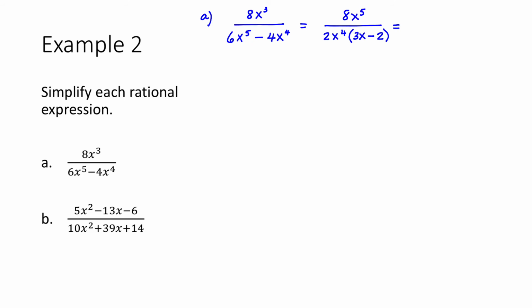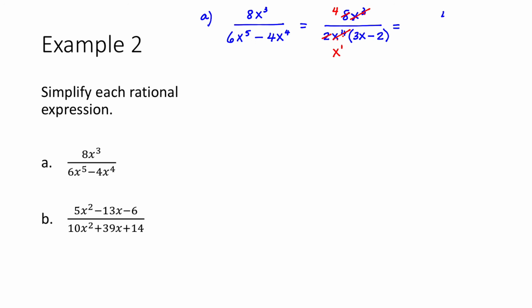And now let's look at what we can cancel out, what we can divide out. So 2 goes into 8 4 times. That should be 8x to the 3. Okay. And then I have x to the 3 and x to the 4. So I can divide, and I subtract the exponents. 4 minus 3 is 1, so that leaves me with an x to the 1 power in the denominator.